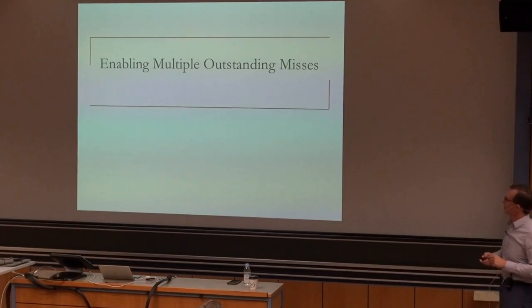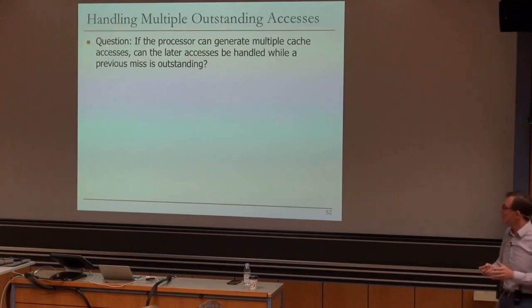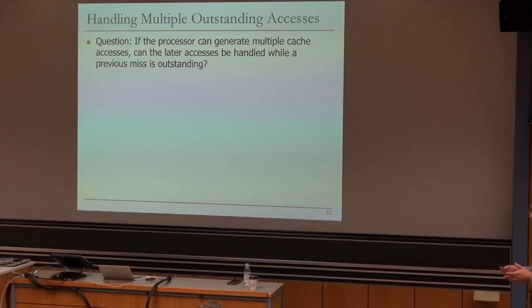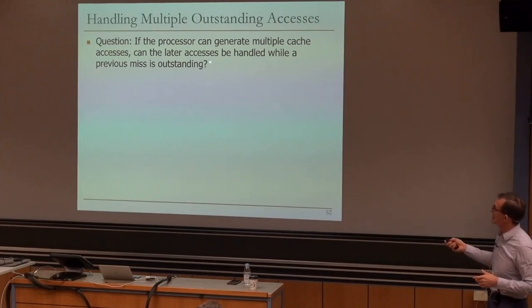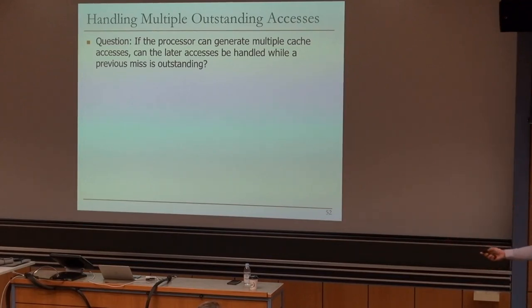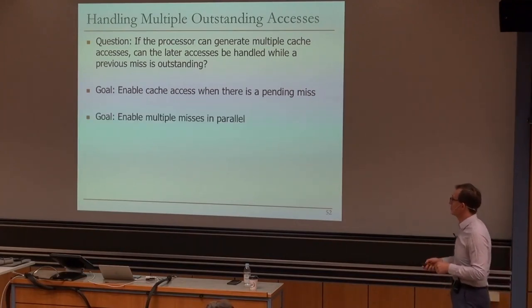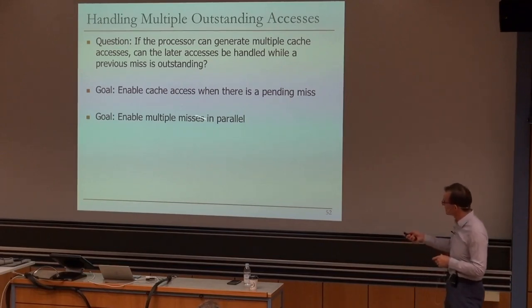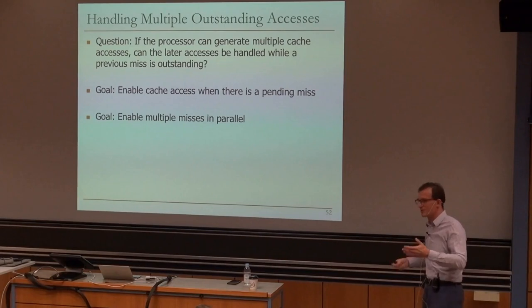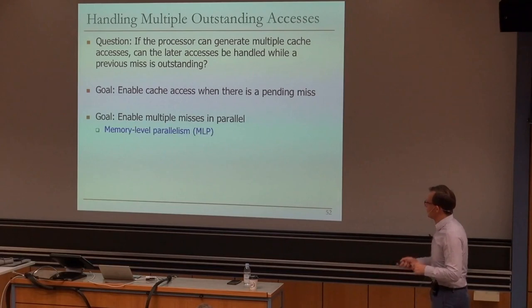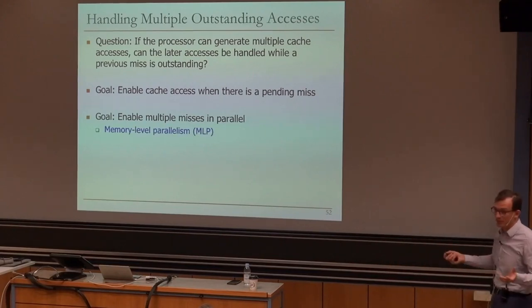Okay, so let's talk about enabling multiple outstanding misses. This is another thing that you could do for your cache lab, actually, as an extra credit. You could enable a non-blocking cache that enables multiple cache misses. Basically, the question is, the processor can generate multiple cache accesses. Can the later access be handled while a previous miss is outstanding? And the goal is to enable cache access where there's a pending miss or enable multiple misses in parallel. I think this is more important. Of course, this is important also while you're servicing a cache miss, you should also be able to service a cache hit as well. But I think this is harder, so you need to enable memory level parallelism.